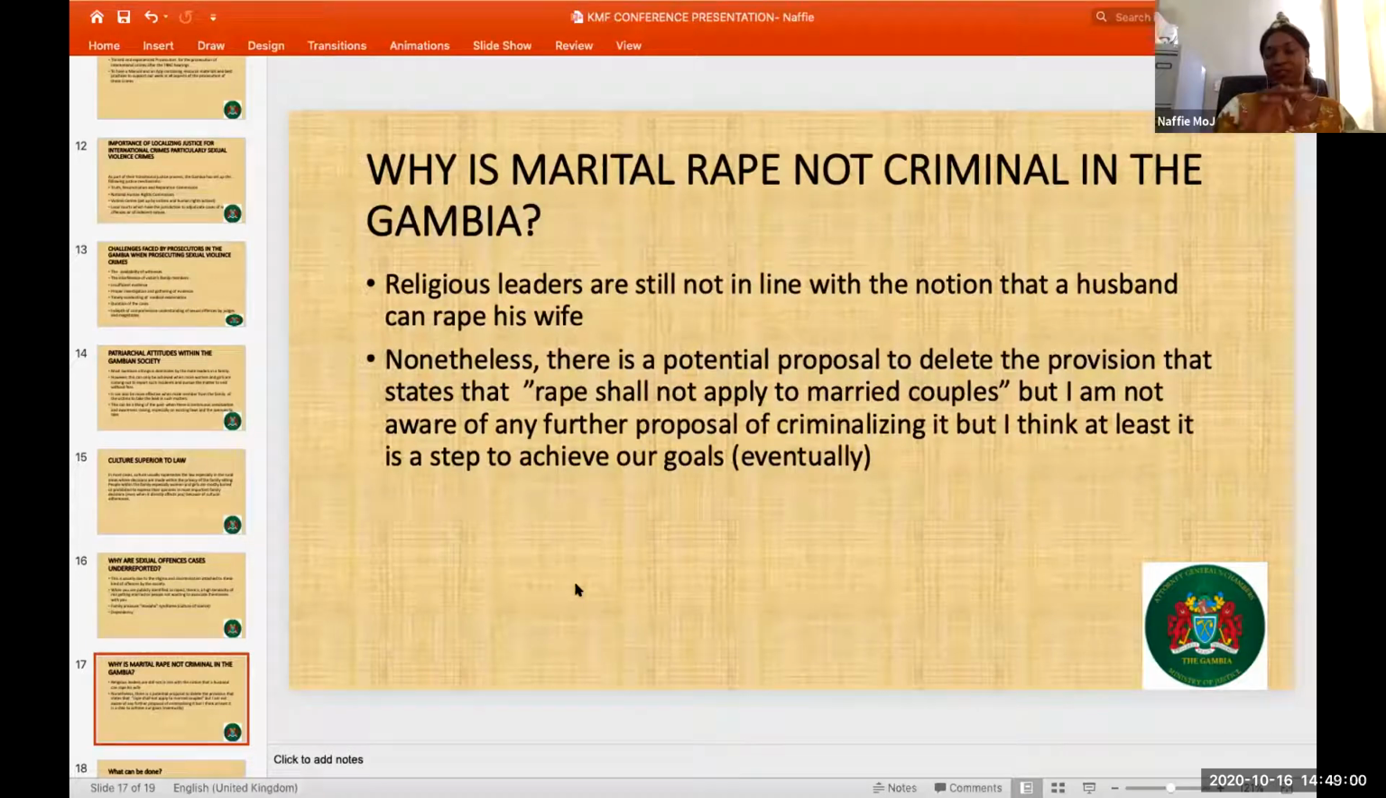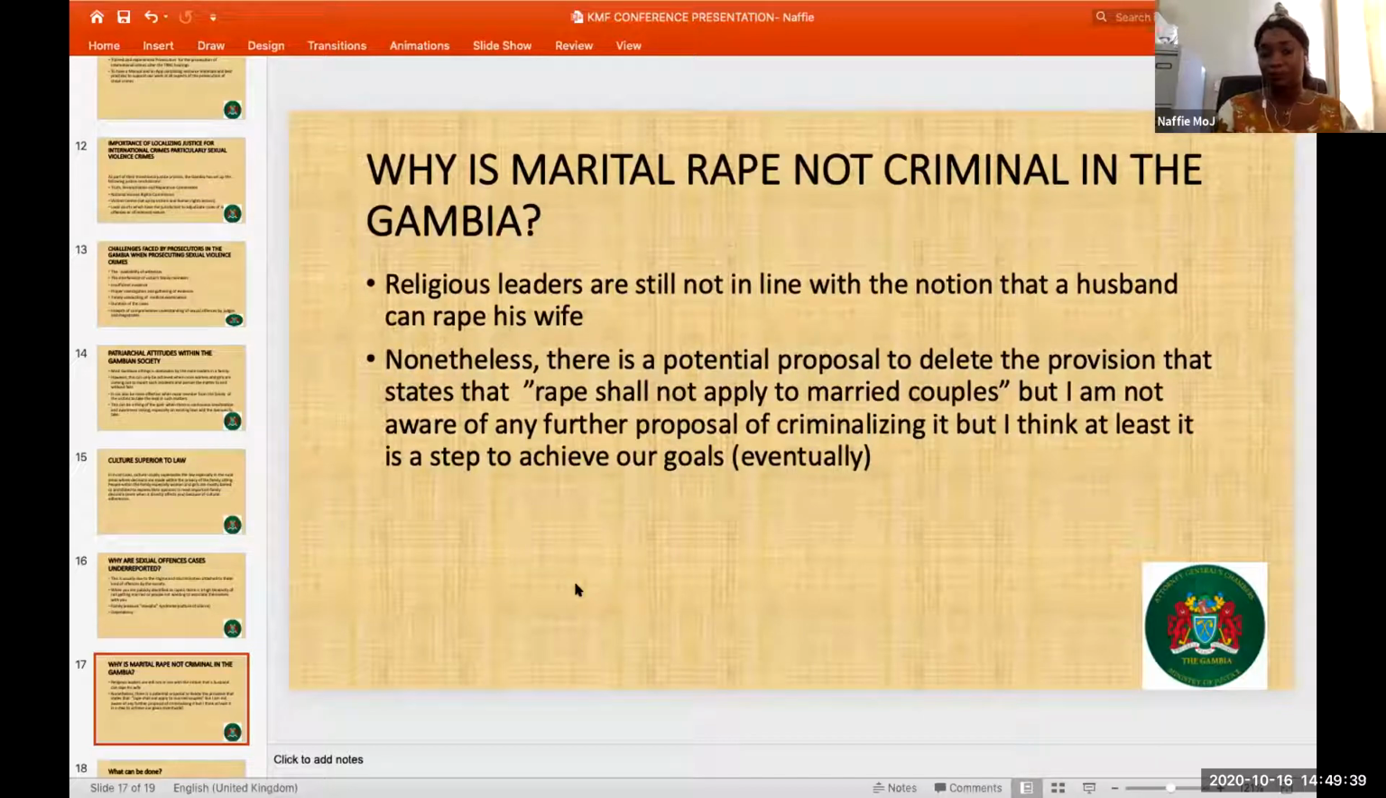So why is marital rape not criminal in the Gambia? For this area, I think it's because the religious leaders are yet to accept this notion that a husband can rape their wife. That's the main issue, because most of the time people get to accept certain things when it's accepted by their religious leaders, or they've been told by their religious leaders. So this is still a problem, and it's still in the Sexual Offences Act, although there are potential proposals of deleting that particular provision which states that rape shall not apply to married couples. But even when it's been deleted, I'm not aware of any provision to replace it, indicating that marital rape is criminal.